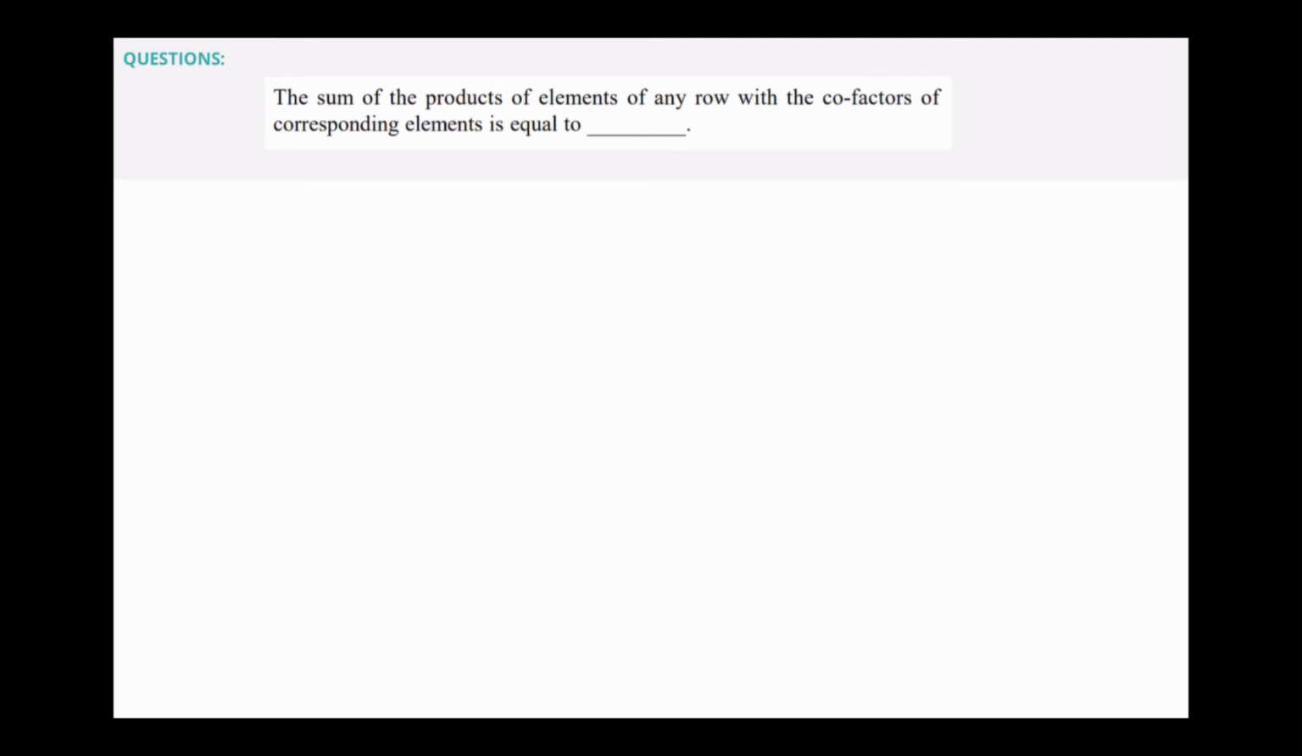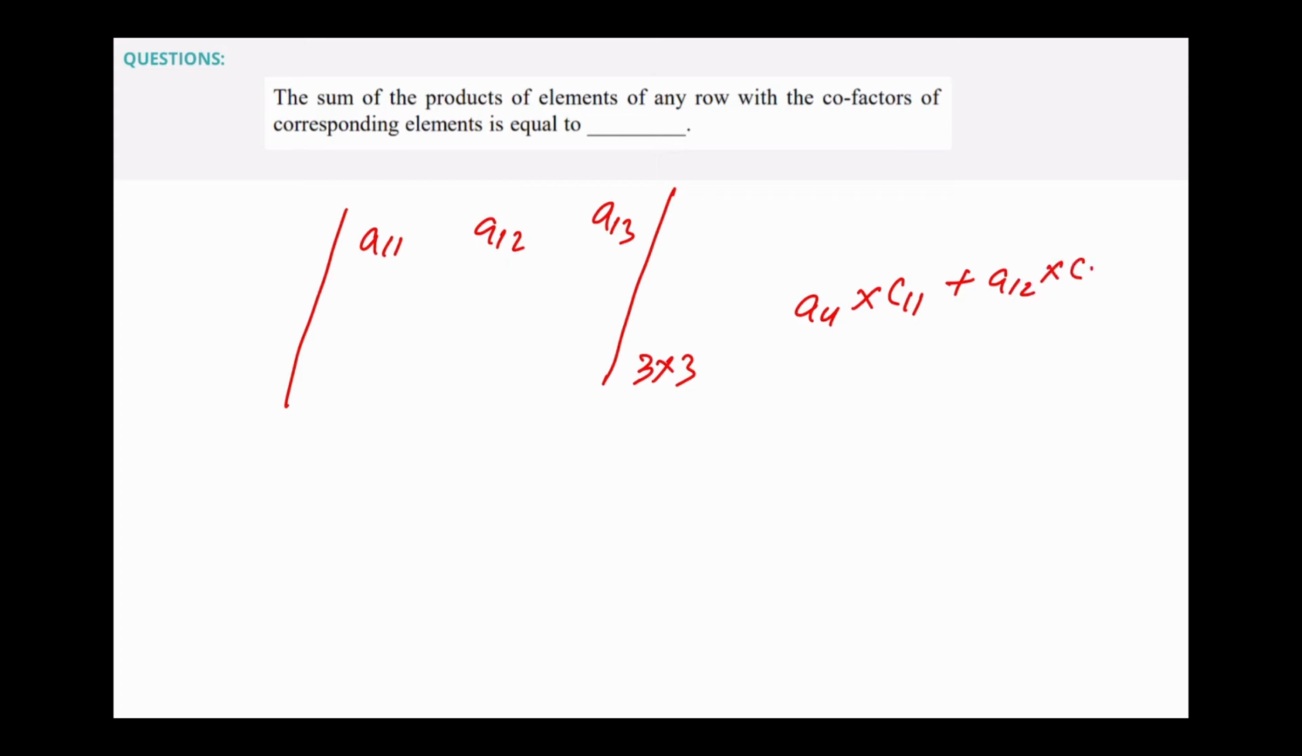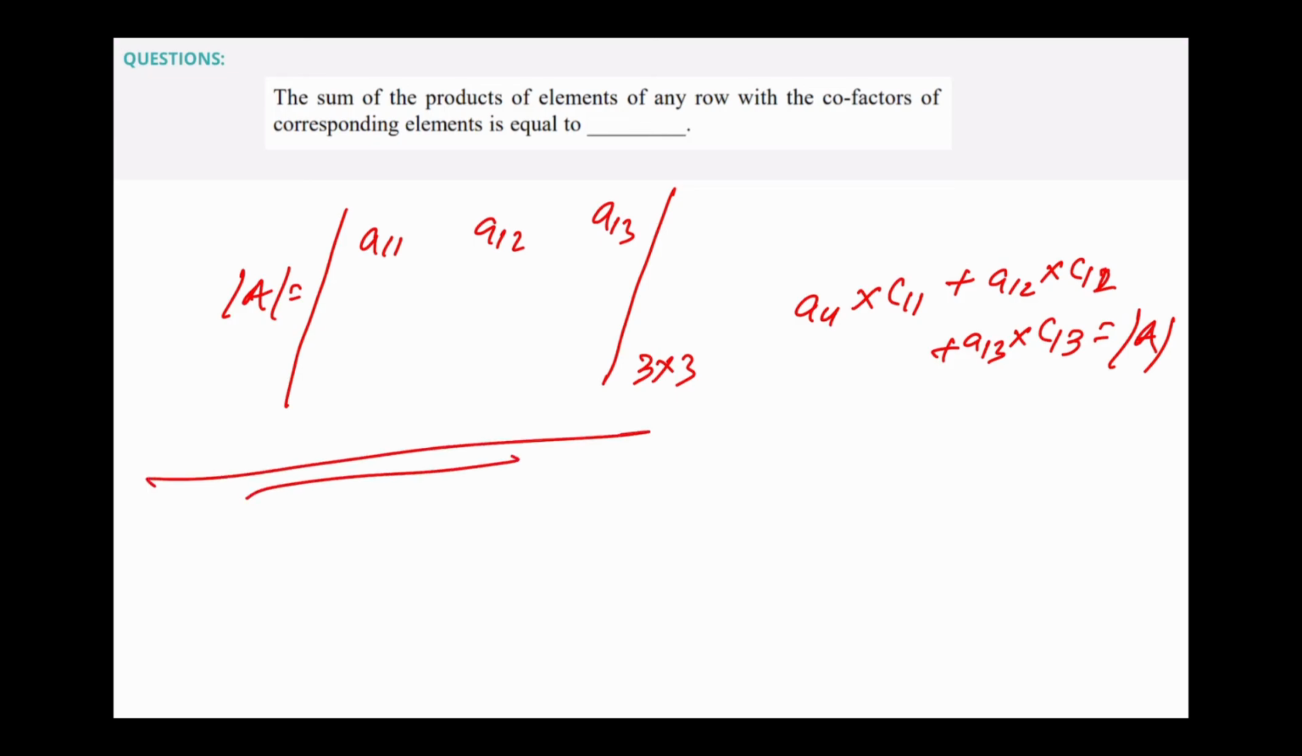Now this is a very property-based question. The sum of products of elements of any row with its cofactor is equal to the value of the determinant. So if we have A11, A12, A13, it's a 3 cross 3, so A11 into the cofactor of that same element, plus A12 into the cofactor of the corresponding element A12, plus A13 into the cofactor of that, gives you the value of the determinant. Nothing more than that, student. This is the basic property.